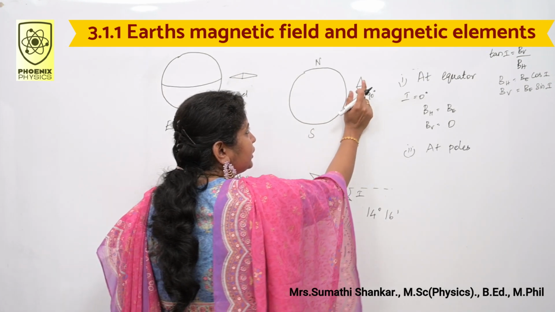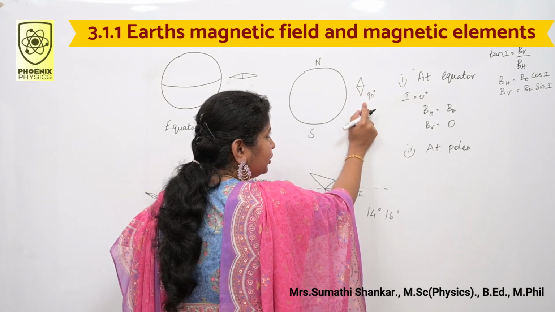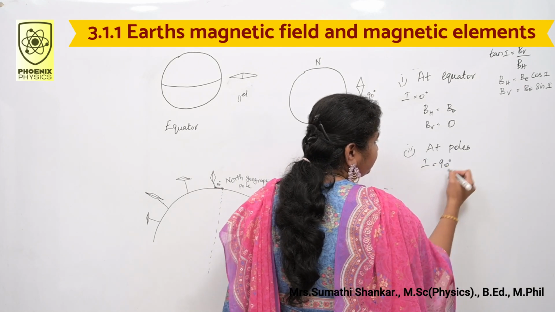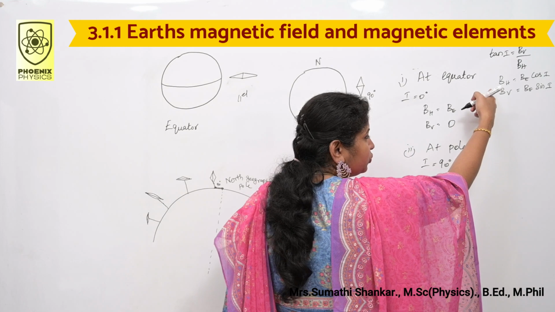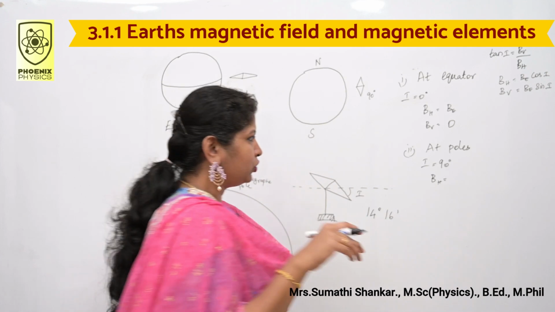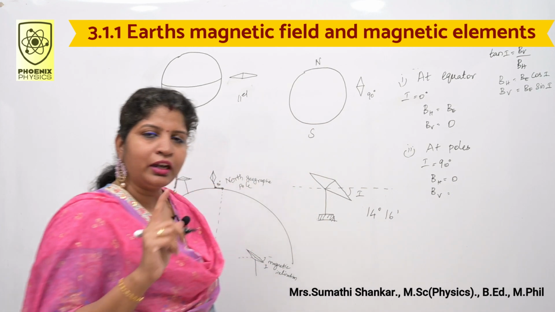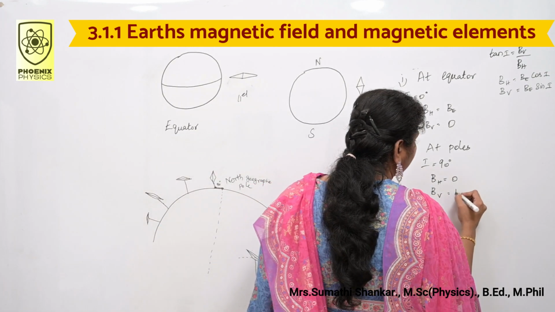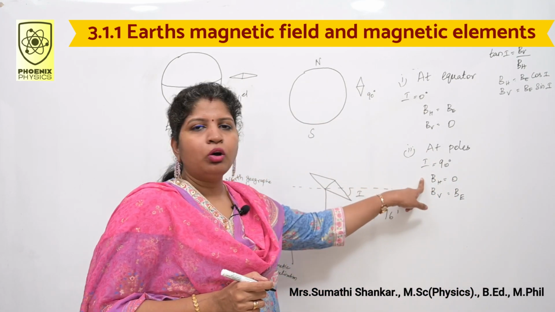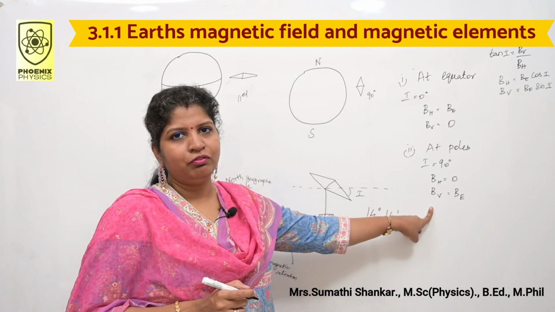At poles, the magnetic compass needle makes 90 degree with the surface of the earth. So, I is equal to 90 degree. Substitute I value in these two formula. BH is equal to BE cos 90. Cos 90 is 0. Then BV is equal to BE sin 90. Sin 90 is 1. So BV is equal to BE. At poles, horizontal component is 0, but vertical component reaches maximum value.